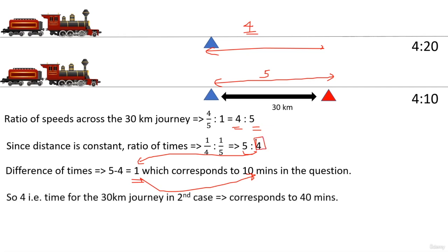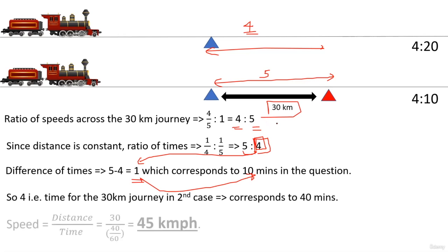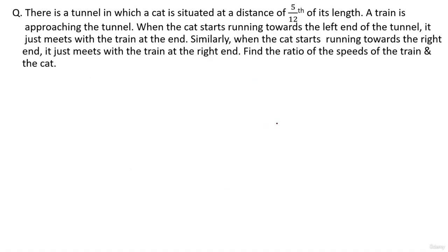But understand, these 4 units are nothing but the time taken to cover the 30 kilometers at the usual speed. That means the speed will be 30 kilometers divided by the time, 40 minutes, that is 40 by 60 hours, to do it in hours. So the speed is 30 upon 40 by 60. The 0 cancels, and you have 45 kilometers per hour. As simple as that. All right, so we go on to one more question, and let's see.